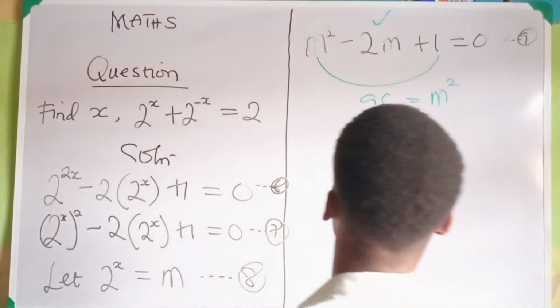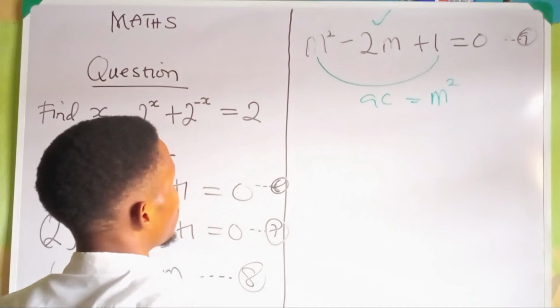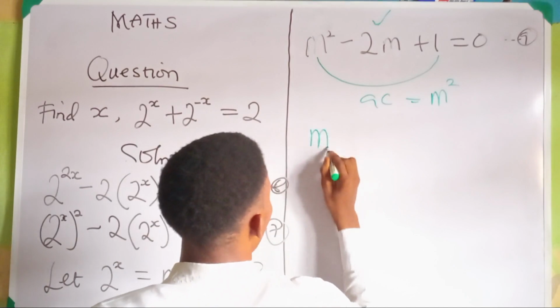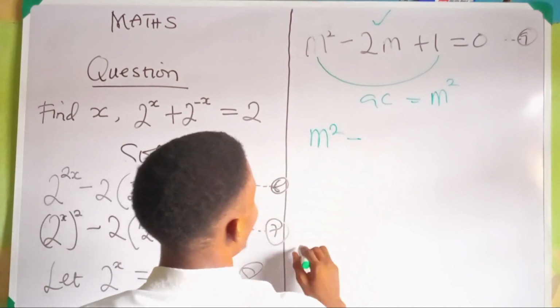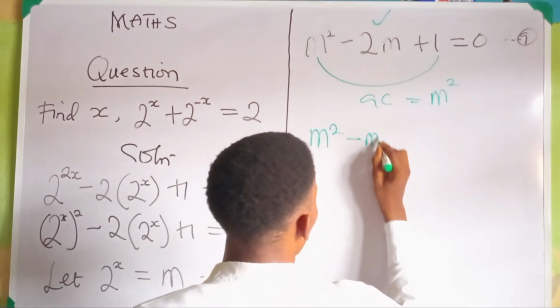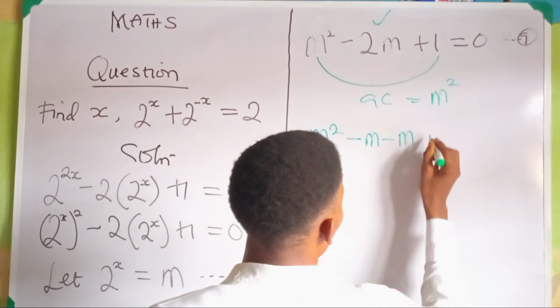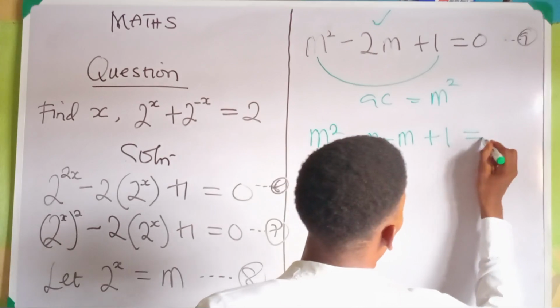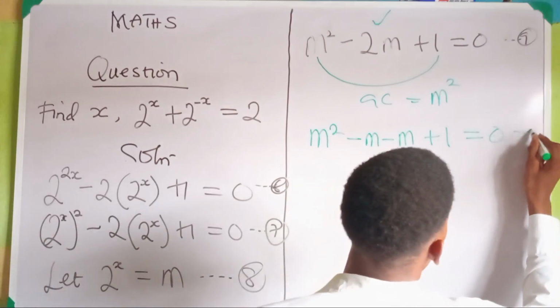So what do you do now? You can now say m squared, minus, then those two numbers is what we're going to present here, minus m minus m, plus 1, which is what is there, then equals to what? 0. This is our equation 10.